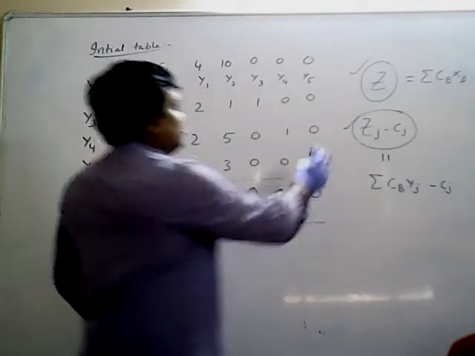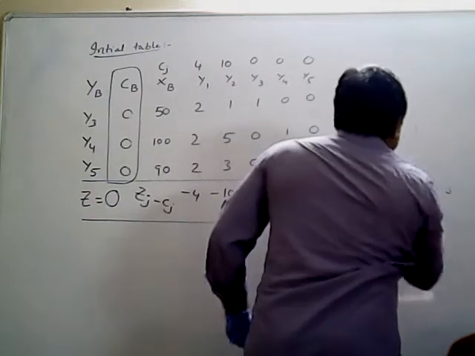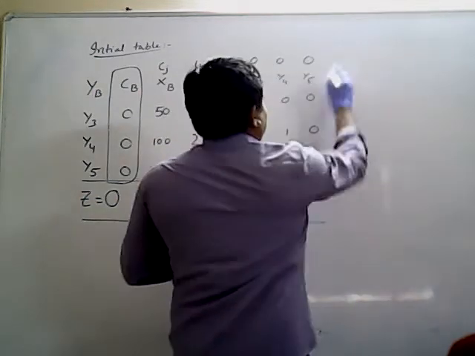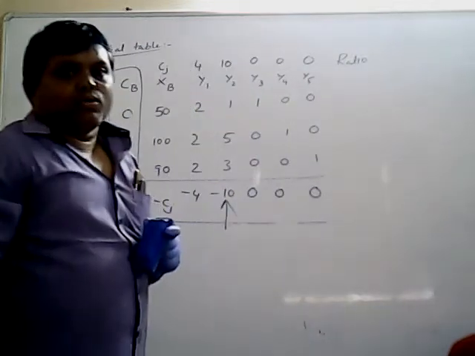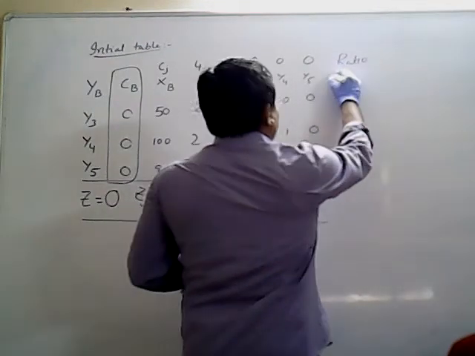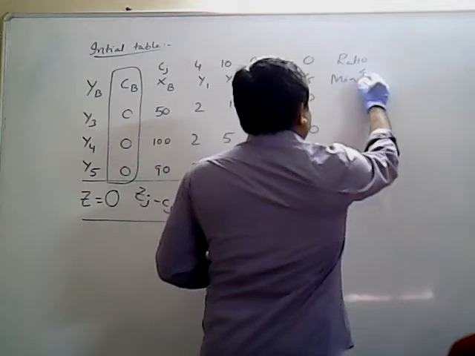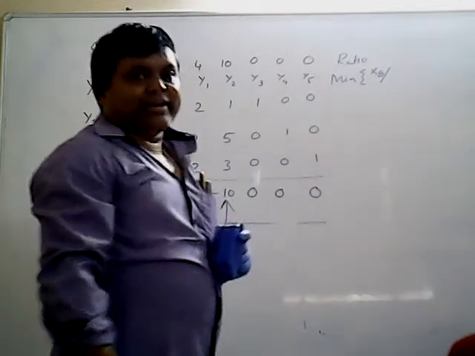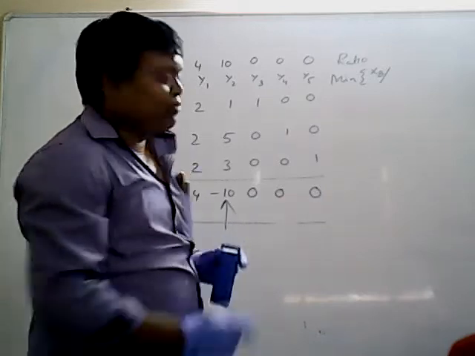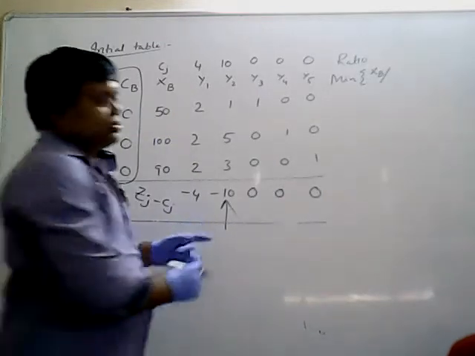For that the procedure is there. You have to take the ratio. What is the ratio formula? The ratio formula is the minimum of XB divided by your entering column, whatever the entering column is. What is the entering column here? Y2. So divide by Y2.